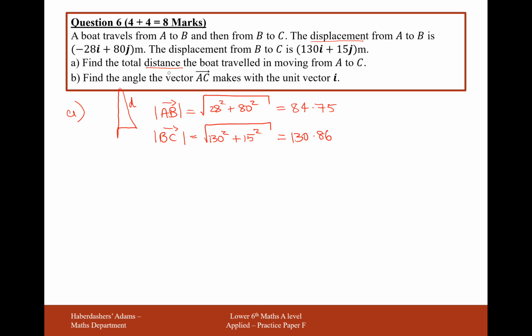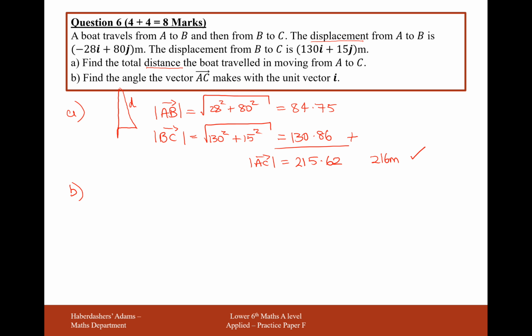And then for the total distance travelled from A to C, we add these two results together. So the distance from A to C is equal to 215.62. So in meters, that's going to be 216 meters.